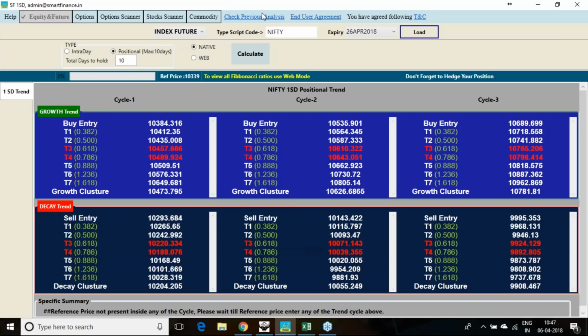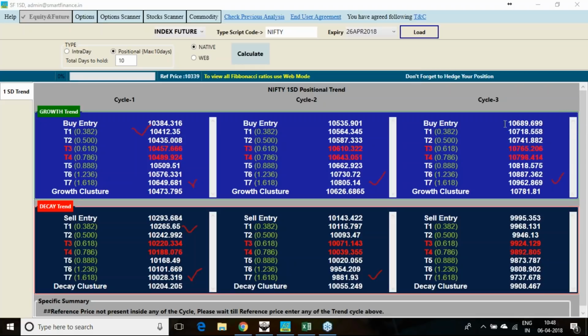Let us have a look at the 1SD trend analysis for the coming 10 days. Currently we are at 10,335.40, and we are oscillating in that range. This says that if we cross above 10,412, we have every probability to touch 10,650 in the first cycle, 10,800 in the second cycle, and 10,962 in the third cycle. In the same way, if it falls below 10,265, we have every probability to touch the 10,000 range, and the second cycle is the 9,800 range also. So this is what it says currently.